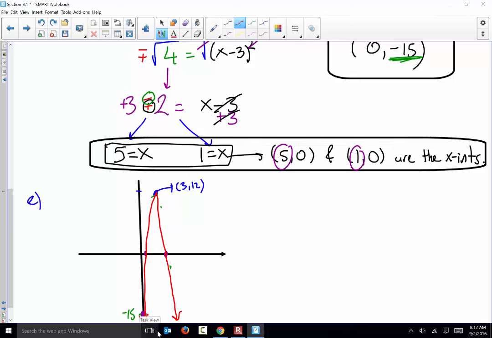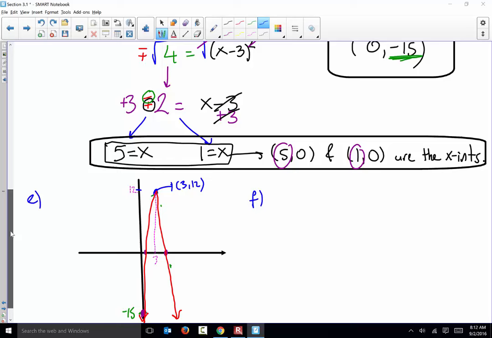Okay. This is 3, this is 12. Alright, that's it. That was the picture. What is F? Any questions?